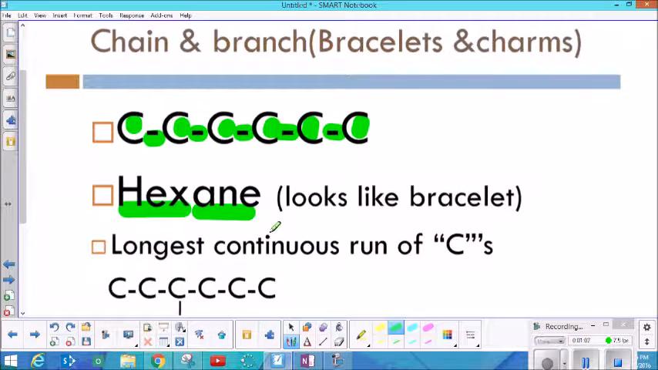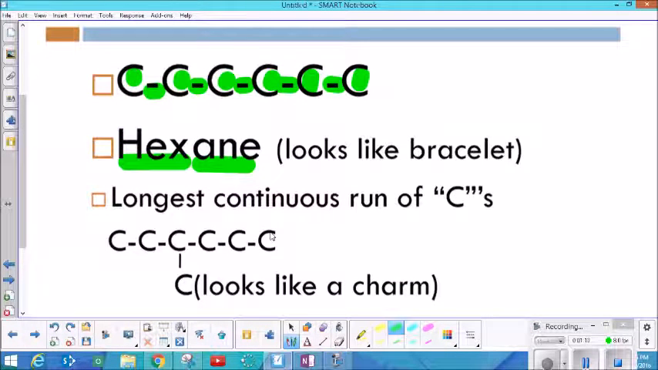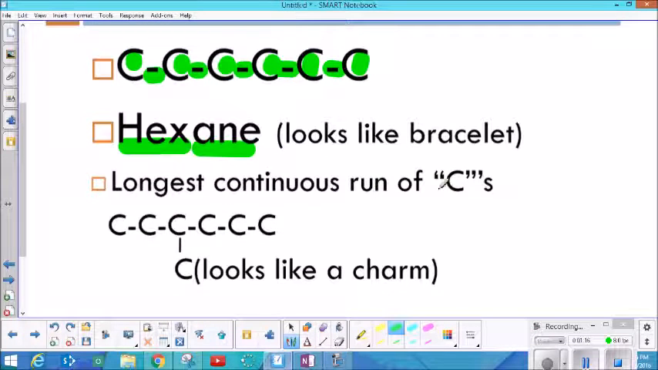When you are naming a carbon compound that has branches off of it, the first thing you have to do is look for the longest continuous run of carbons. The reason I call it bracelets and charms is because this would be the longest continuous run, and to me it kind of looks like a bracelet with this part hanging off looking like a charm. So we'll talk about how to name this carbon compound and many other carbon compounds like it.